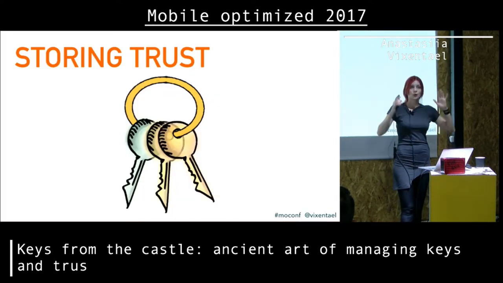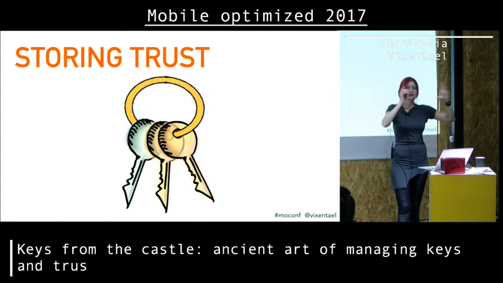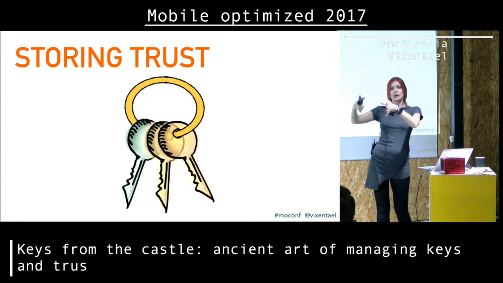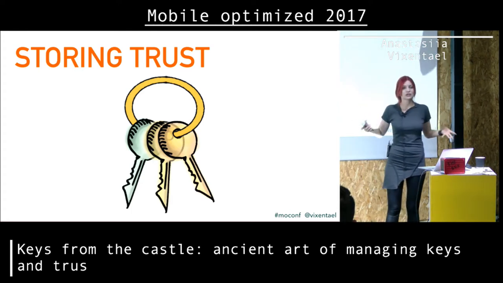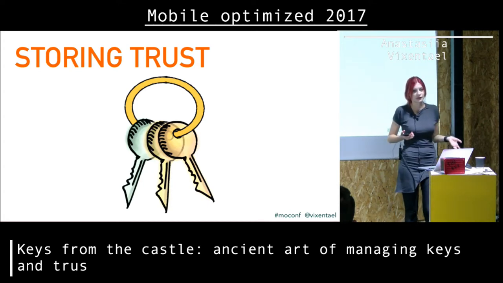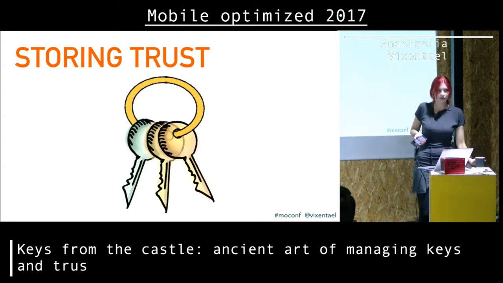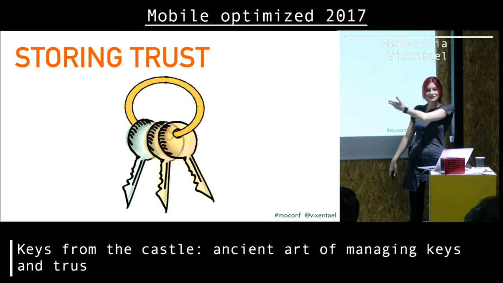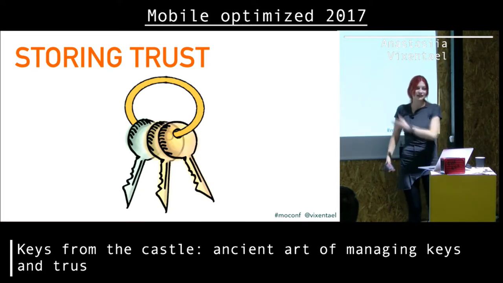So, we talked about key generation, we talked about establishing trust, we talked about verifying trust. Now we're talking about storing keys. Where do we store keys, at least on iOS? Keychain! Yes, I was drawing this picture. I thought it's obvious. Yes, and the keychain, of course.